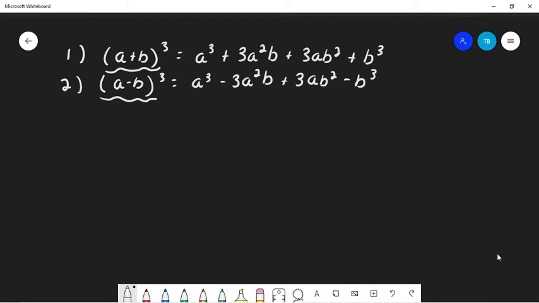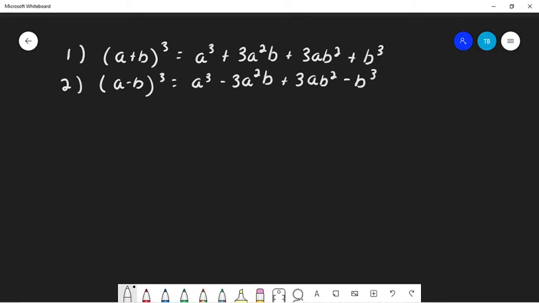Now you'll notice that the product pattern that emerges for both cases is very similar. The only difference between them is that the second and fourth terms in the product of number two are negative, so that would be minus 3a squared b and minus b cubed. So other than those two terms, the signs being negative, everything else in the product pattern of number one and two is the same.